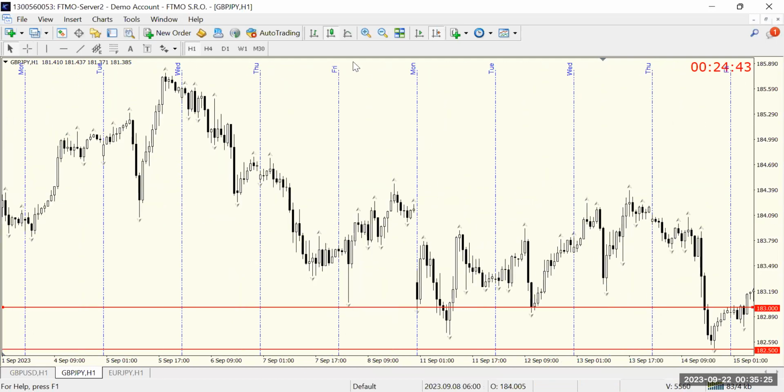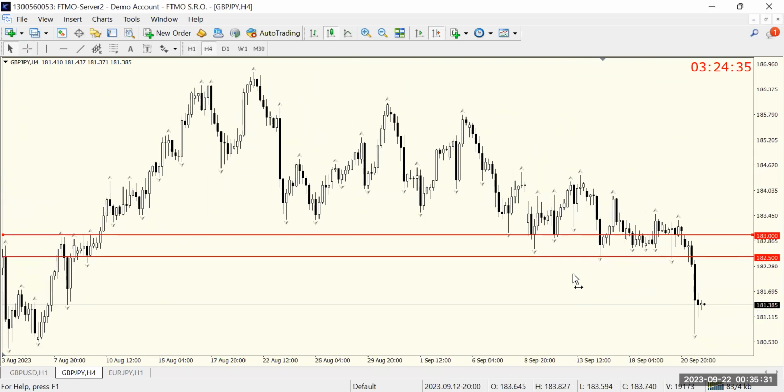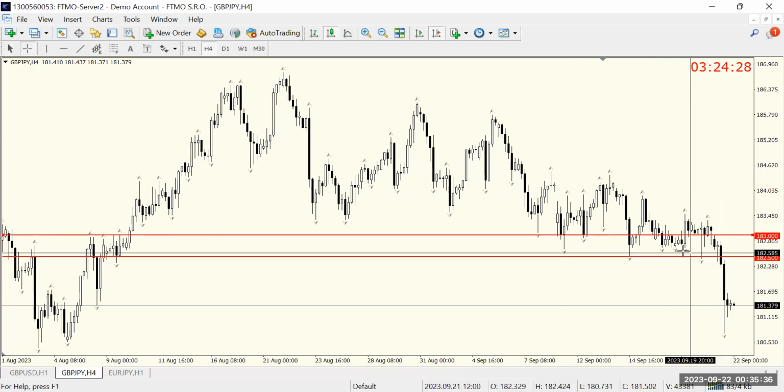We must be able to see data on the left hand side. Let me go to the H4 chart. Maybe we have some hope here. Okay, so we have this swing here, which is level 50.